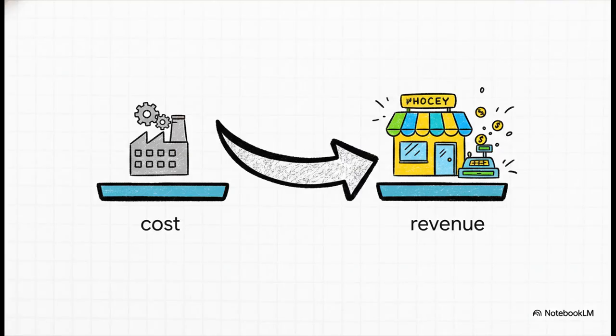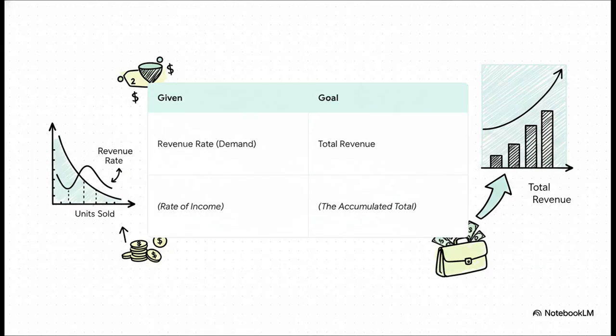Okay, fantastic. Now that we have a solid grip on how to accumulate costs from a marginal rate, let's flip over to the other side of the ledger. We can apply the exact same mathematical logic, the same principle of accumulation, to calculate total revenue. The mechanics are identical, but the business application is every bit as important. So in this case, our given is a marginal revenue function, r prime of x. This function tells us how much extra revenue we get for each additional unit we sell.